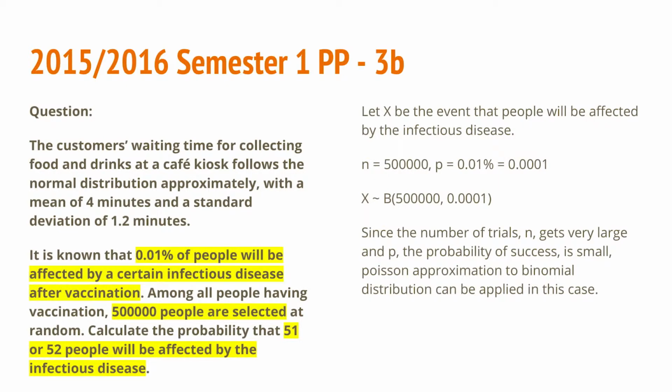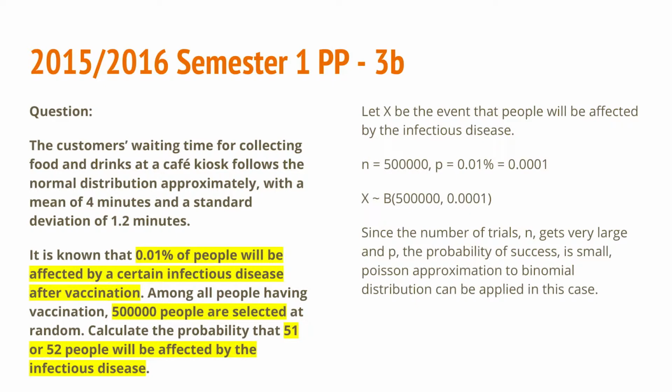I'm responsible for 15-16 Semester 1 past paper question 3B. The question is that 0.01% of people will be affected by a certain infectious disease after vaccination. Among all people having vaccination, 500,000 people are selected at random. Calculate the probability that 51 or 52 people will be affected by the infectious disease.